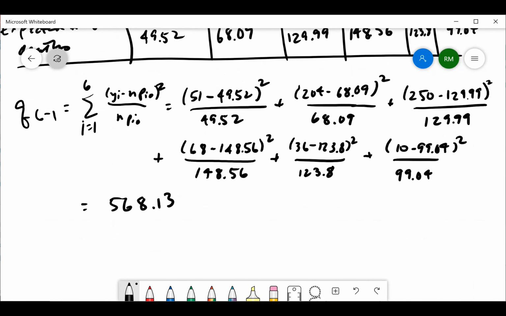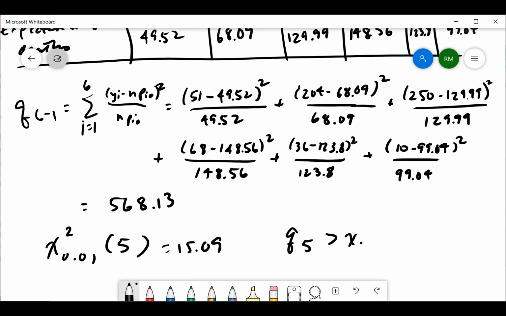So the chi-square critical value for 5 degrees of freedom is 15.909. This is obviously much, much bigger than our cutoff statistic, which means we're going to accept the alternative hypothesis and reject the null. We can also do this in RStudio, so let's share that screen.